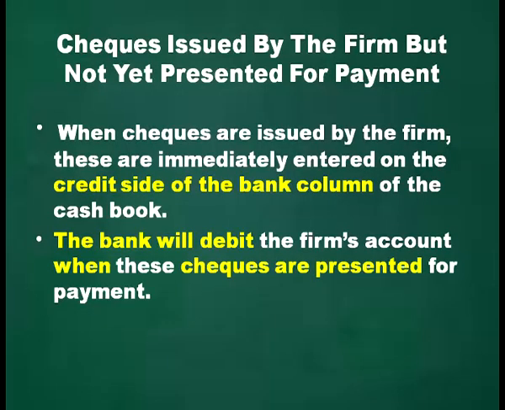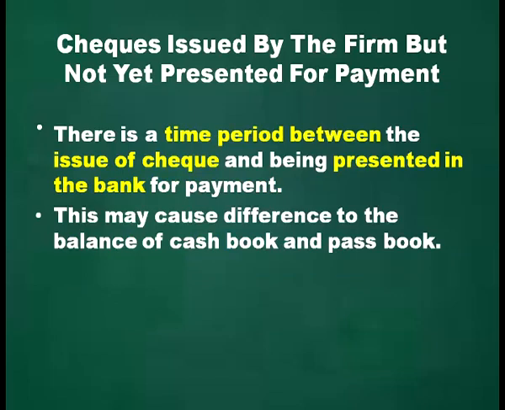Check issued by the firm but not yet presented for payment. When checks are issued by the firm, they are immediately entered on the credit side of the bank column of the cash book. Bank will debit the firm's account when these checks are presented for payment. And there is a time period between the issue of check and being presented in the bank for payment. This may cause difference to the balance of the cash book and passbook.